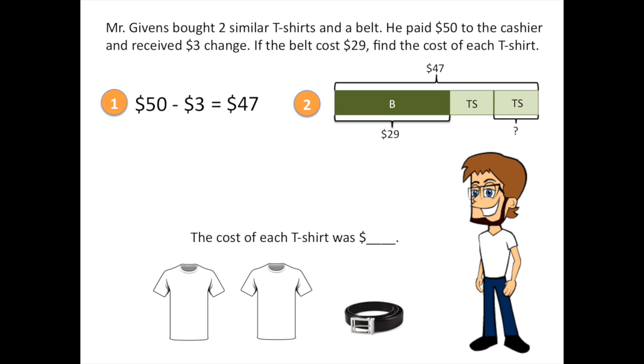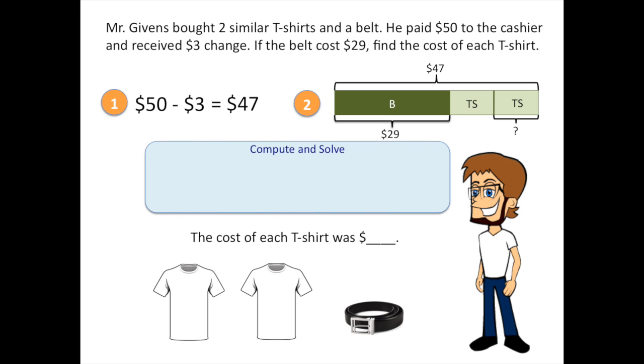Now that I've set up my bar, I can solve for my question mark. So now we're going to compute and solve. So my first step is going to be to look at the whole amount, which is $47, and take away $29, which is the cost of the belt. So 47 minus 29 equals $18. So the cost of the two t-shirts is $18.